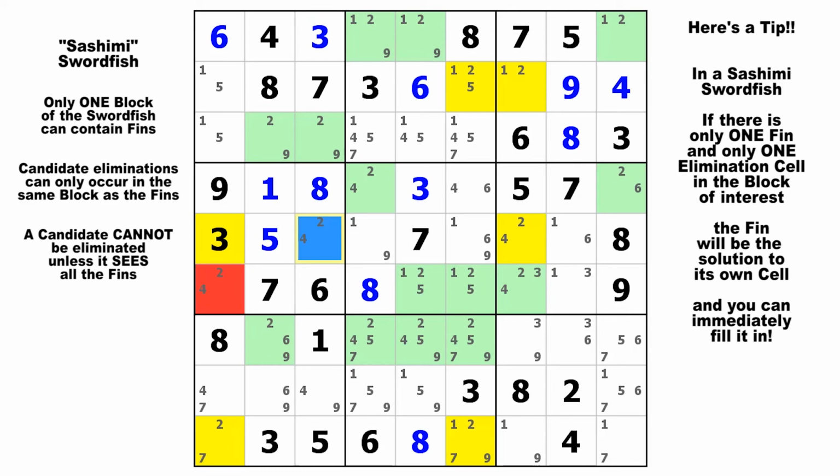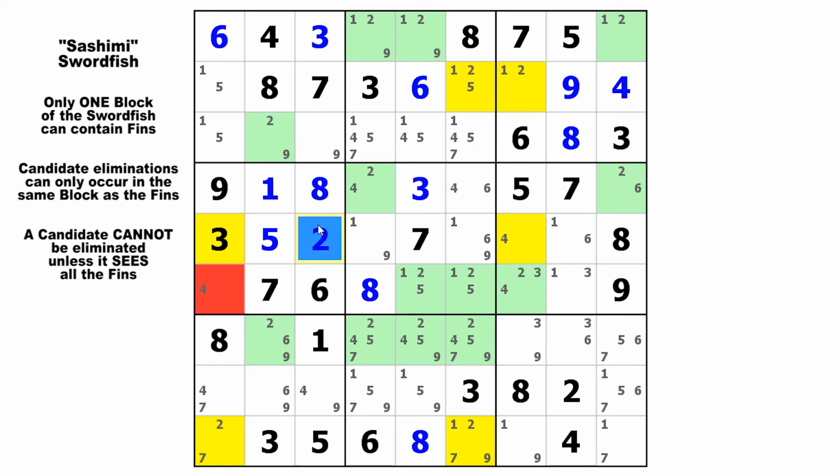Now here in this diagram, as soon as you saw that the candidate 2 in the red cell was going to be false, you could have just as easily entered the 4 into that cell, like that. And that would leave the 2 as a naked single in the blue cell. That would be another way to cut to the chase in this example. But if those weren't 2 by value cells in block 4, then you could still immediately enter the 2 into the blue cell because of there being only one fin and one possible elimination in that block. And remember, this will only work with a sashimi swordfish and not with a regular finned swordfish. Okay, let's go to the next example.